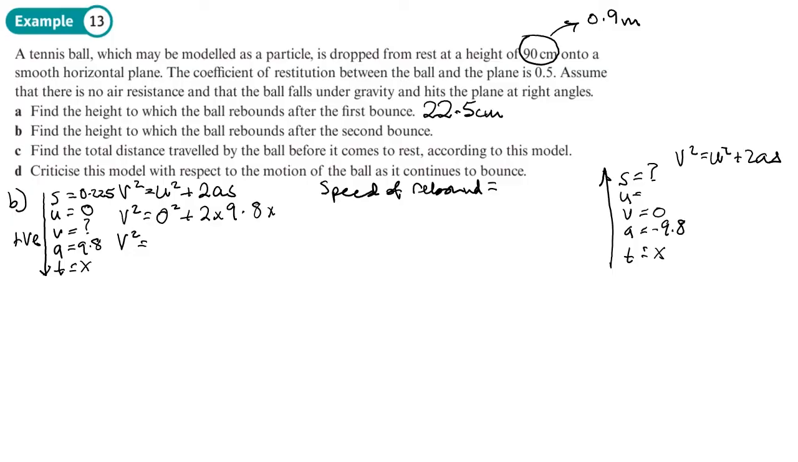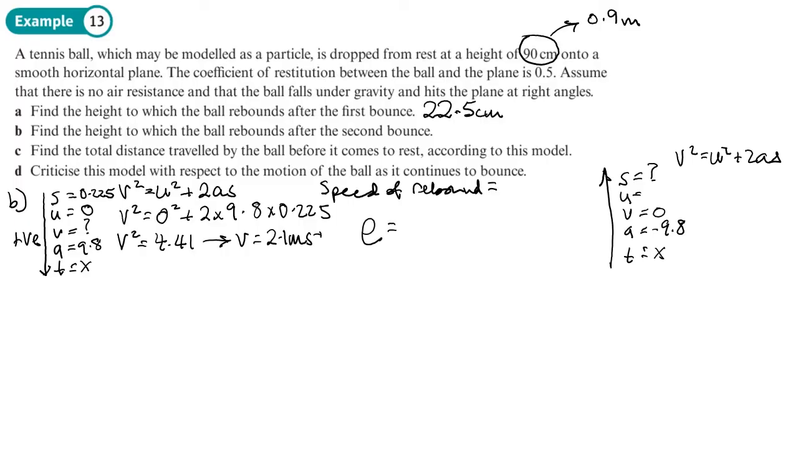Okay, so this time, as it goes down, it's coming down from a height of 22.5 centimeters. So V squared is going to be 2 times 9.8 times 0.225, which is 4.41 for V squared. So V is going to be the square root of that, which is going to be 2.1 meters per second.